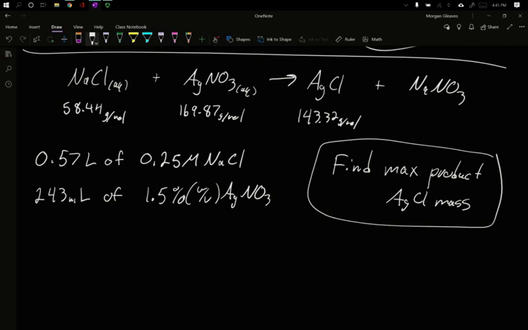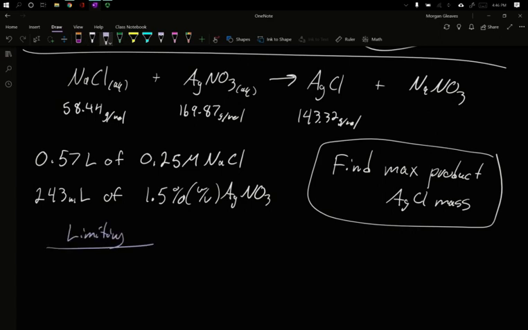Go ahead, see if you can puzzle this one out, and then come on back. All right, if you're back, well, I have two real amounts stated of starting materials. This means one of them is not going to be enough. This is a limiting reagent problem.